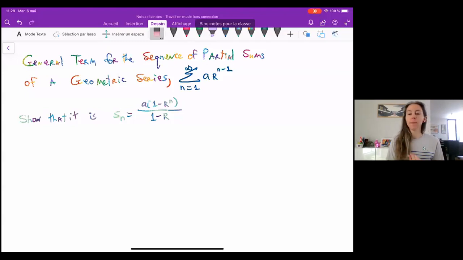Today we're going to talk about geometric series. We know that a geometric series is of the form the sum n equals 1 to infinity of a times r to the n minus 1.